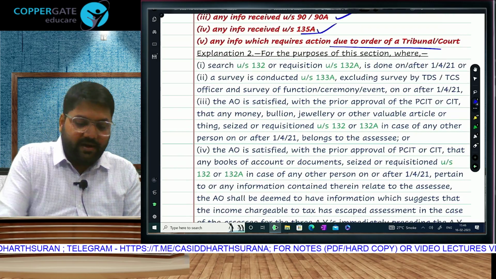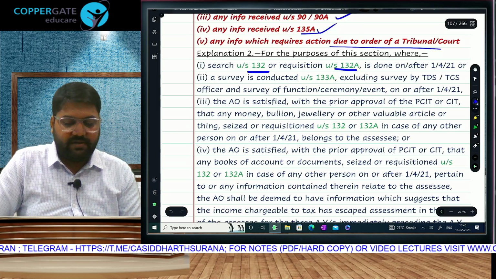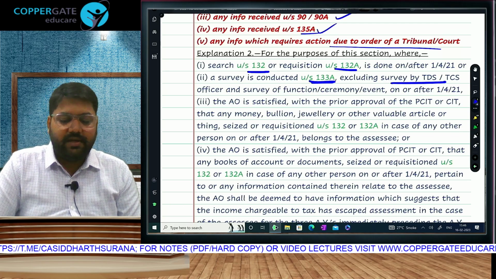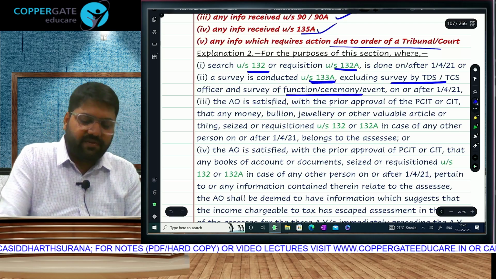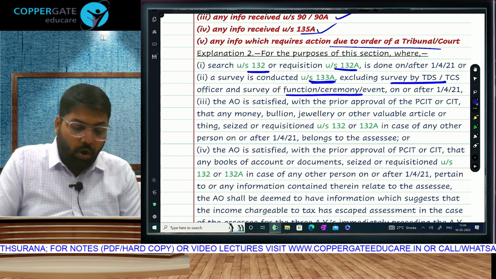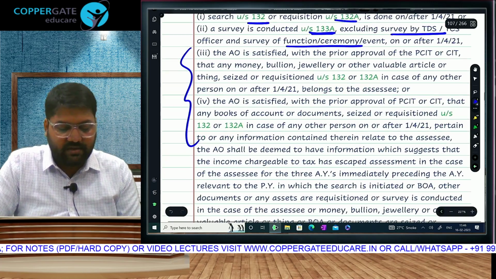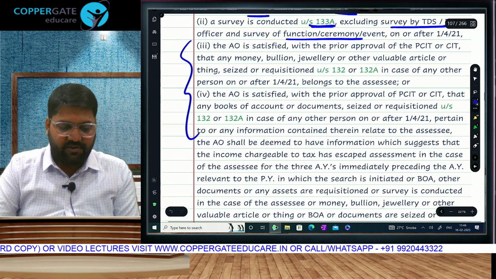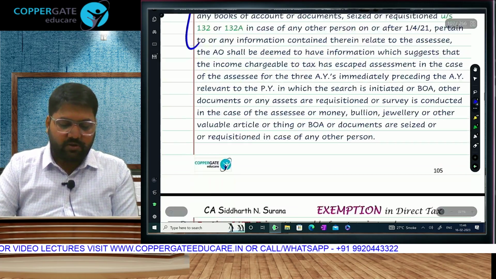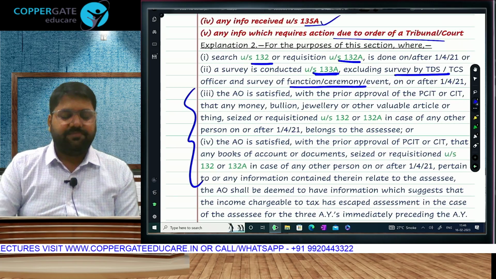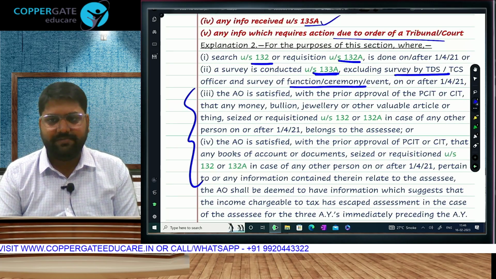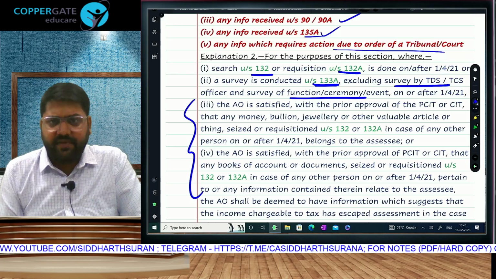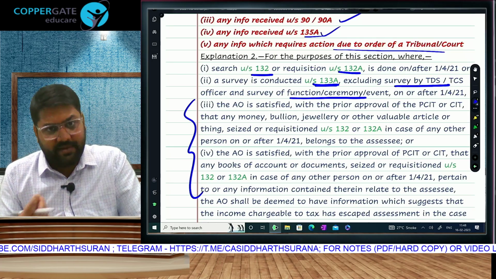However, it has been clarified that if a search has been conducted or requisition has been done or a survey has been conducted, excluding the TDS survey, or the survey which is conducted at a function, ceremony or event, or the search, requisition or survey has been conducted at another person's premises and over there books of accounts, documents or assets of the assessee have been discovered, then in that case it is going to be considered that income has escaped assessment. In this case also it will be considered that income has escaped assessment. So we now know the cases where it will be considered that the income has escaped assessment.